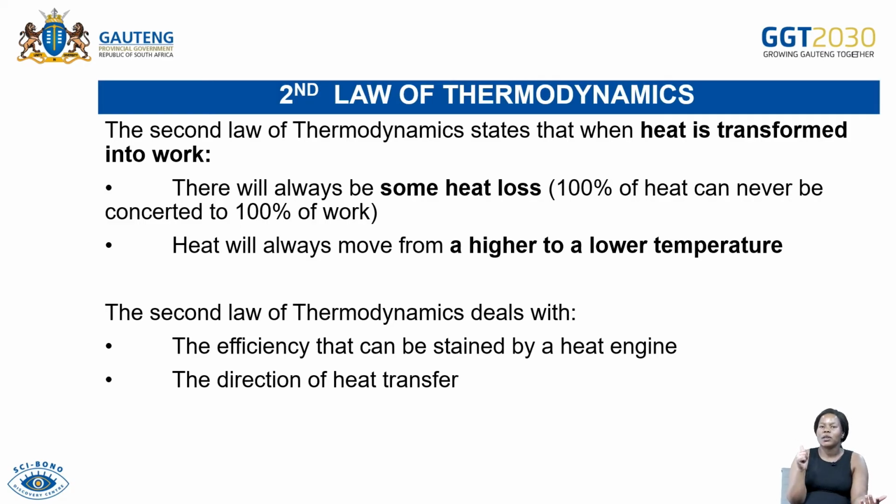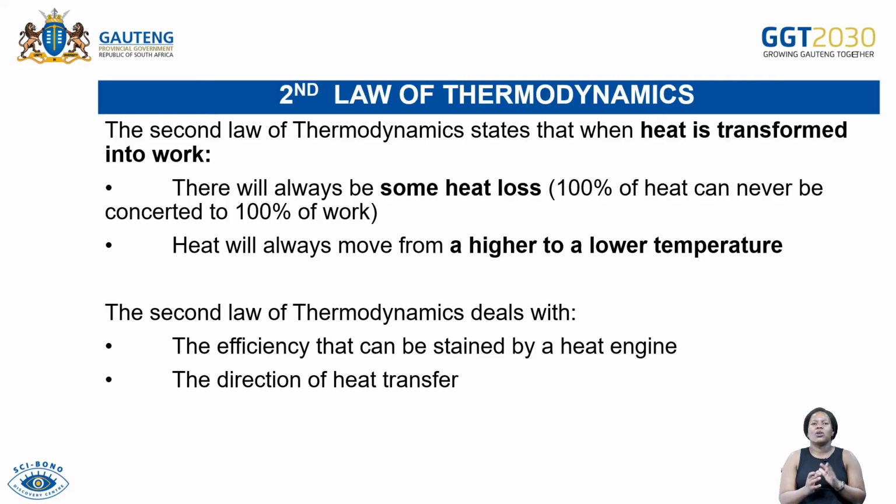The second law of thermodynamics states that when heat is transformed into work, there will always be some heat that is lost. So not 100% of the heat can ever be converted to 100% of work. There will be an amount of heat that is going to be lost. Also, heat will always move from a higher temperature to a lower temperature. That is why we refer to it as heat transfer, because heat will be in an object with a higher temperature, and then we transfer it to an object with a lower temperature.